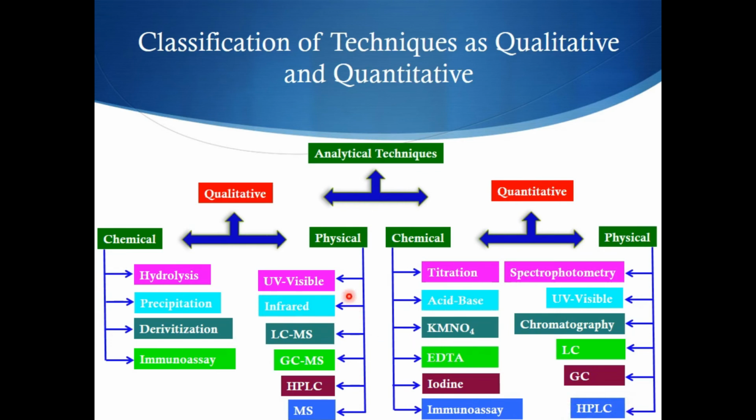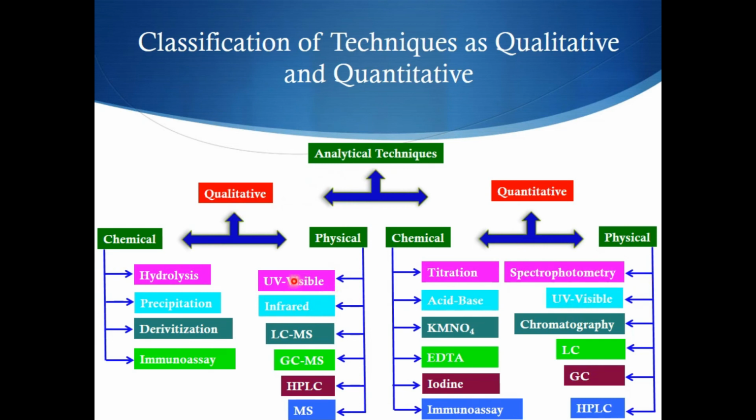You do not need to be confused that we can use the physical methods at the same time for qualitative and for quantitative analysis. Actually, the use of physical methods for qualitative analysis is very simple, or you can say straightforward. But for quantification, as you can see that I have mentioned here, we can use UV visible spectrophotometry for qualitative as well as for quantitative analysis.